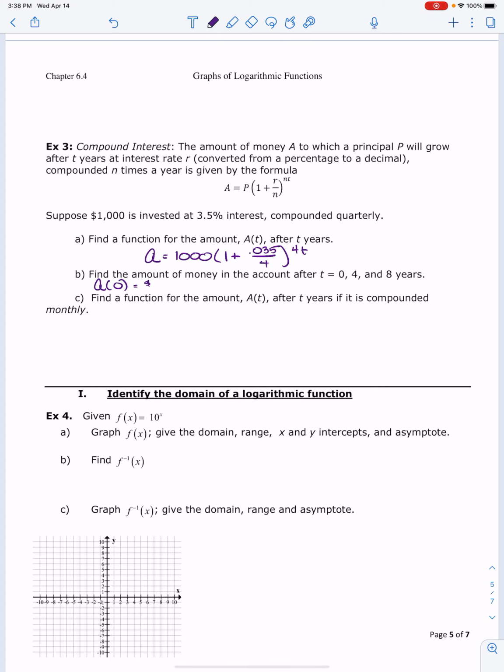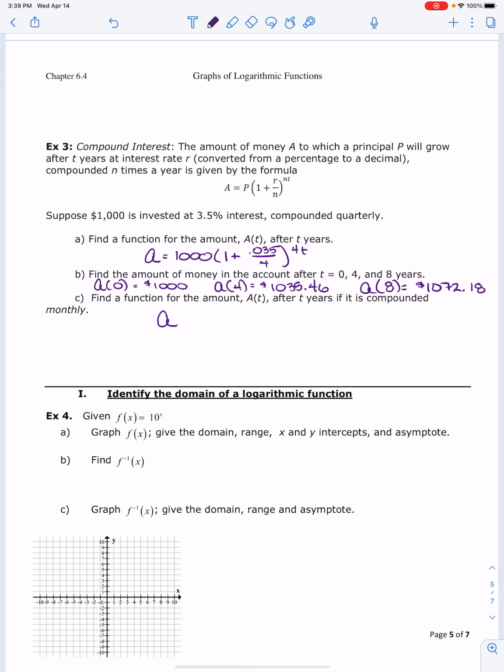A of 0 is $1,000, which makes sense. That is the amount that you have at time t equals 0. That is our original investment. A of 4 is $1,035.46. And A of 8, after 8 years, we have $1,072.18.